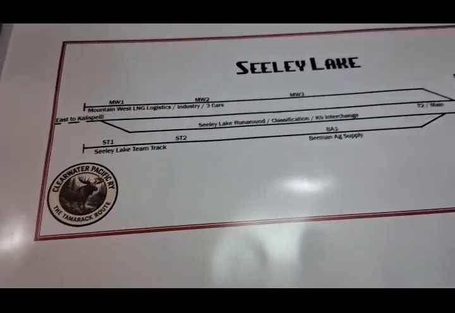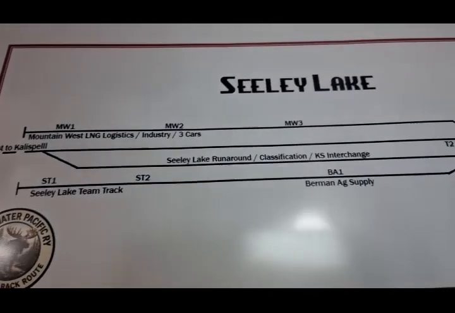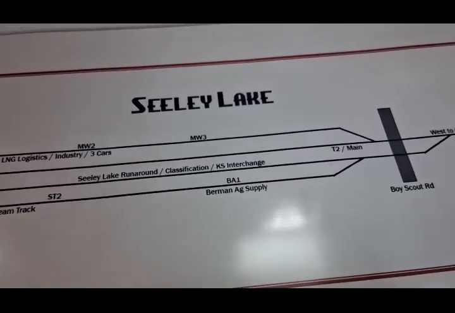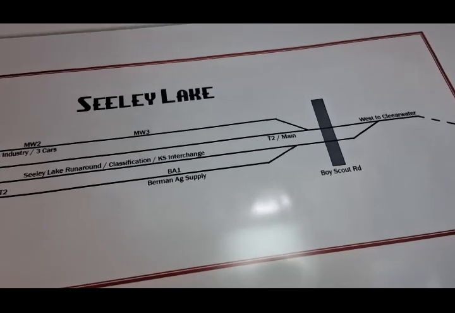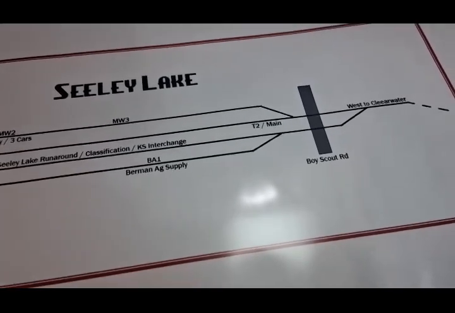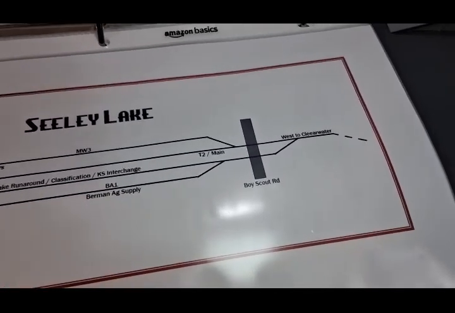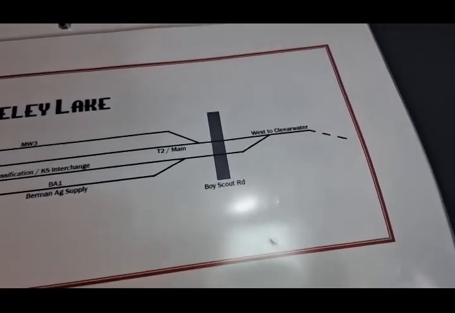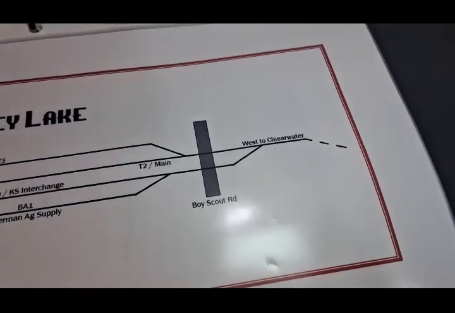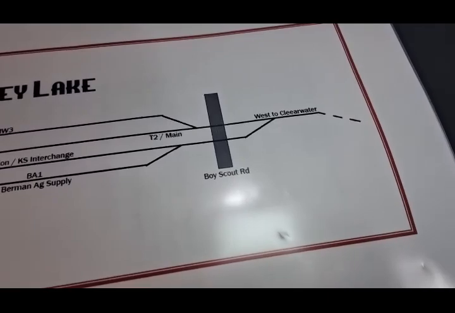I'm going to bring you over here. So this is Sealy Lake right here. And if you see, this is based on a layout called the East Penn Industrial Spur, I think. East Penn switching layout. I'll link the video down below. But basically, it comes in from Clearwater. There's Boy Scout Road. If you look at a map of Sealy Lake, you'll find out where Boy Scout Road is.